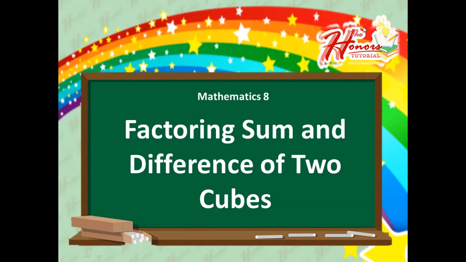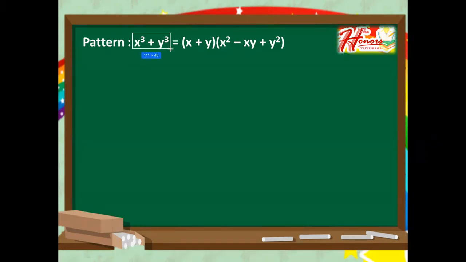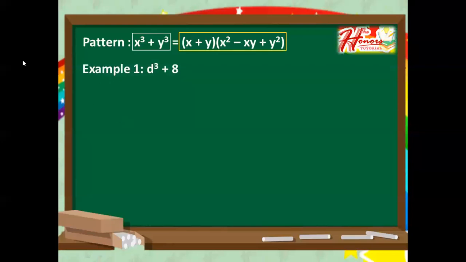Welcome to our topic, which is about factoring sum and difference of two cubes. This is under Mathematics 8. We have here our pattern, which is x cubed plus y cubed equals the quantity of x plus y times the quantity of x squared minus xy plus y squared. So this is your given x cubed plus y cubed. Therefore, your answer should be the quantity of x plus y times the quantity of x squared minus xy plus y squared. So let's have our first example regarding this, and that's d cubed plus 8.